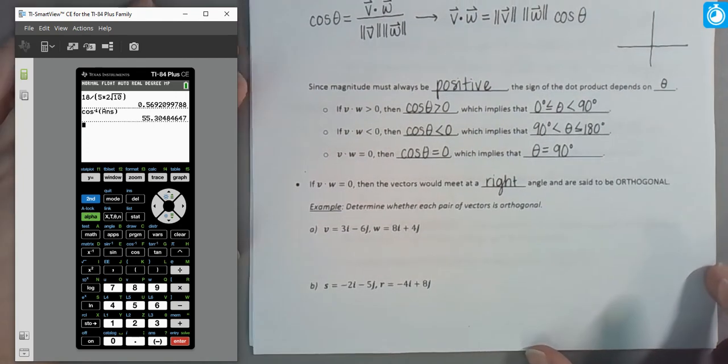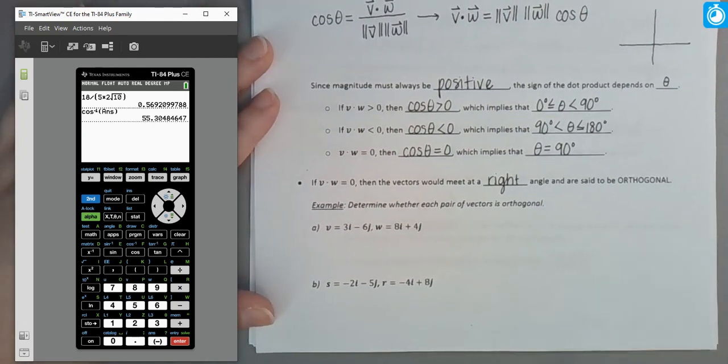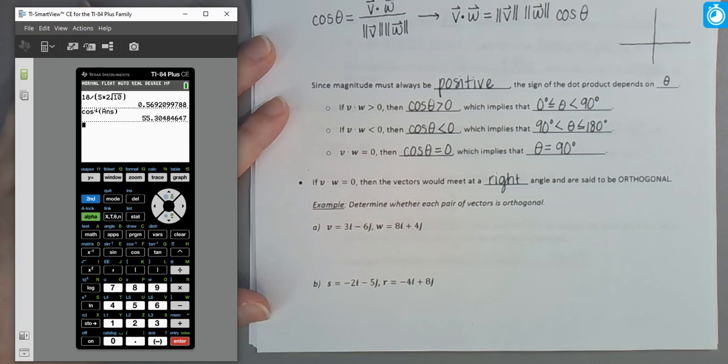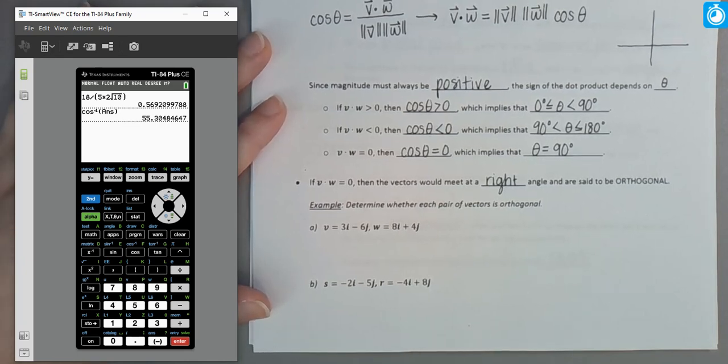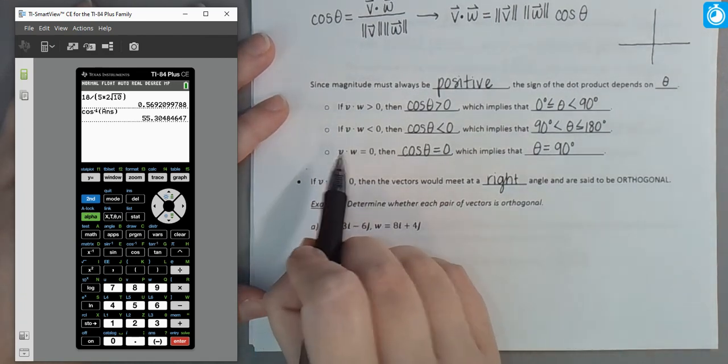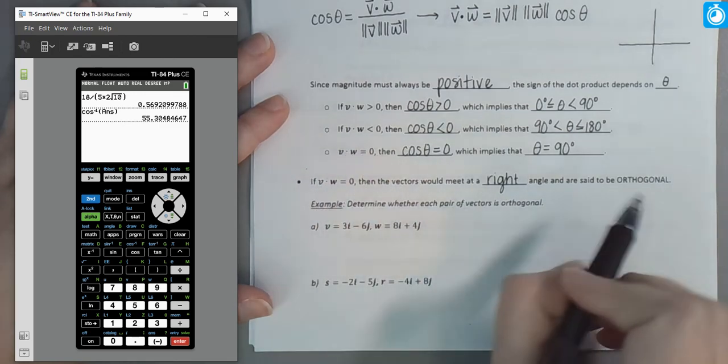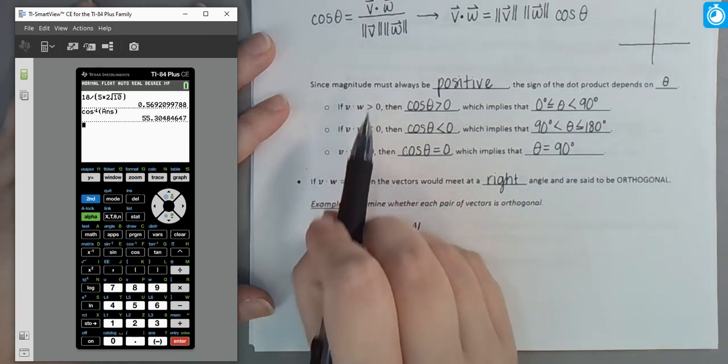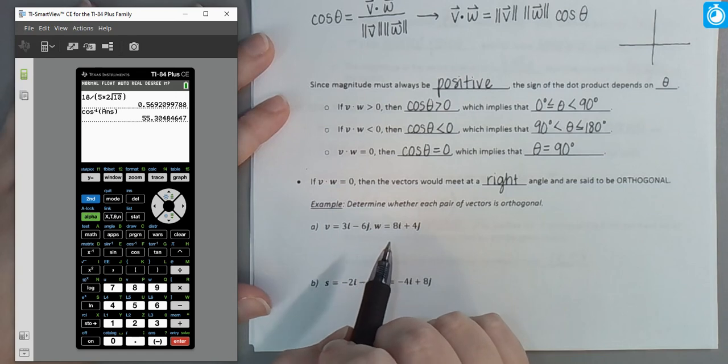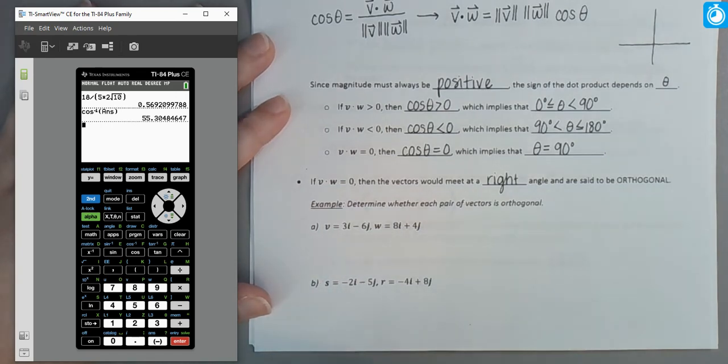So let's wrap it up with a couple of examples. I know this has been a long video. So we want to determine whether each pair of vectors is orthogonal or not. Do they meet at a 90-degree angle or do they not? Now we can find the actual angle between them, but all we need to do to make this determination is to find the dot product. If the dot product is equal to 0, then the vectors are orthogonal. If the dot product is anything other than 0, then they're not orthogonal.